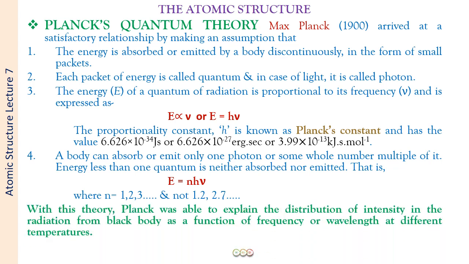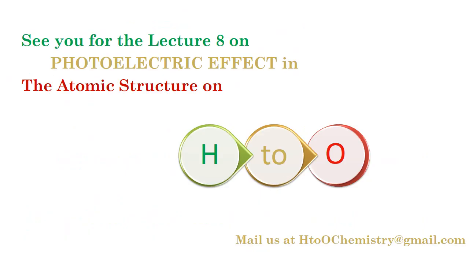So with this theory, Planck was able to explain the distribution of intensity in the radiation from a black body as a function of frequency or wavelength at different temperatures. And I hope the Planck's quantum theory and black body radiation, both concepts, are clear to you.